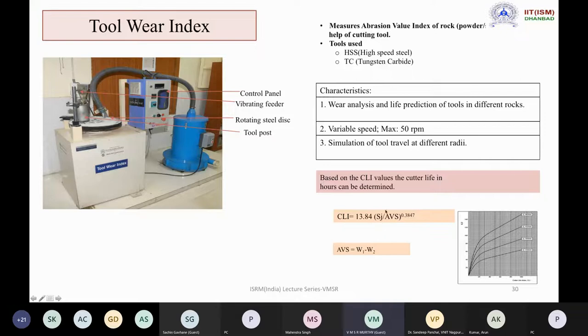You can see in this cutter life index, which basically considers two parameters. One is the SJ value, that is the Sievers J value, which we have already talked about, a miniature drill test. And then the abrasion value we just considered. This is a ratio of these, and this empirical equation holds good for Norwegian rocks. But once we have our own rock suites, I think we can develop our own equation, which can be more representative. But this also works reasonably well when we compare.